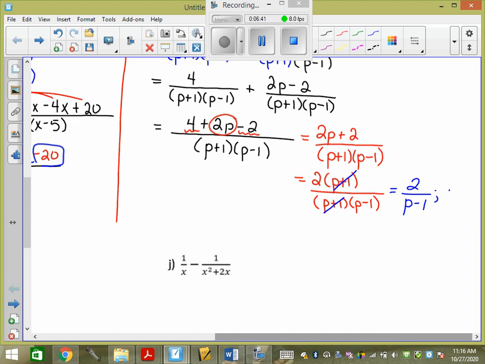But I have to make sure I say p. There's no x's in here. P cannot equal plus or minus 1. Because even though the positive p plus 1 canceled, I still have p can't equal negative 1 because at one point it couldn't. Okay? So we don't immediately just go multiply both denominators by each other. We first have to check and see, can I reduce my denominators to maybe make them the same?